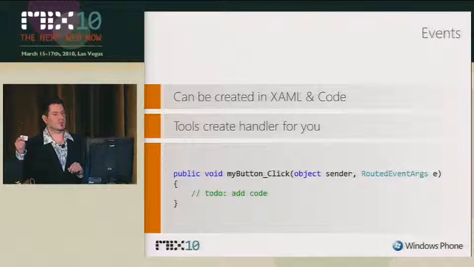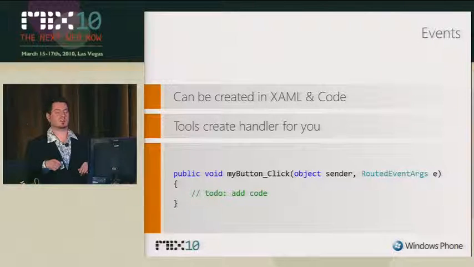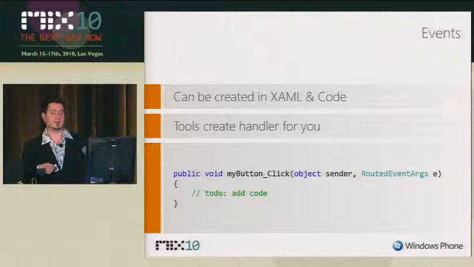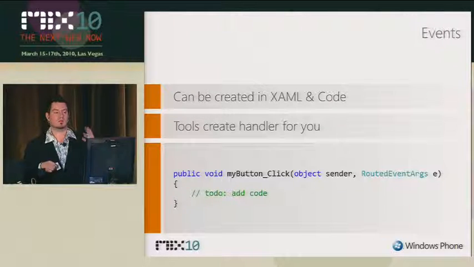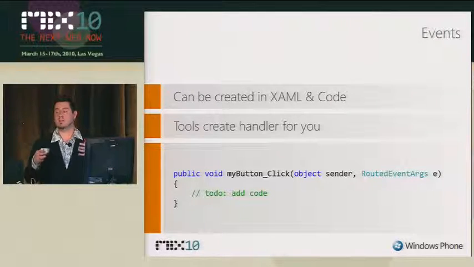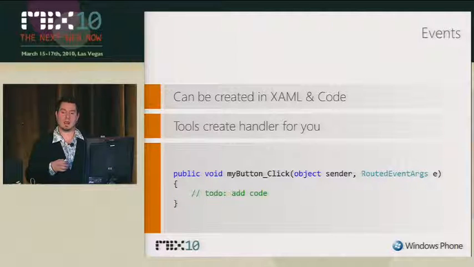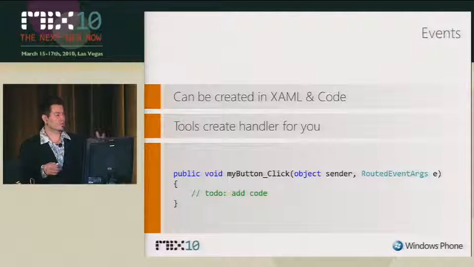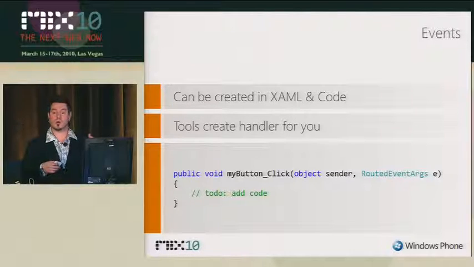Events. Events are what make controls controls. You actually want to click the button and have it do something. Clicking on the button raises an event that you have to handle, so you need to create an event handler. Visual Studio, Expression Blend, they can create the events for you. You can type them by hand. They can auto-generate in code. It's super easy to start coding this stuff.